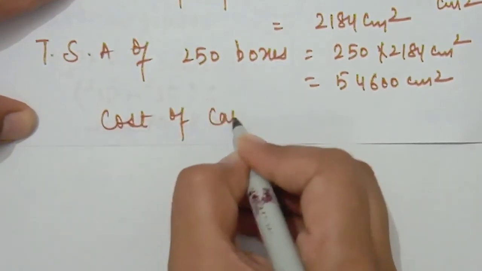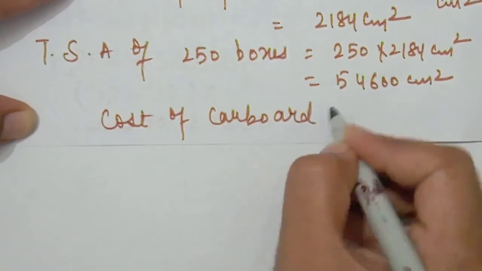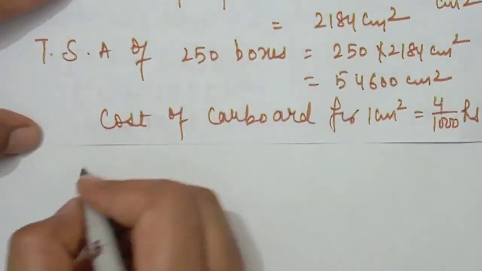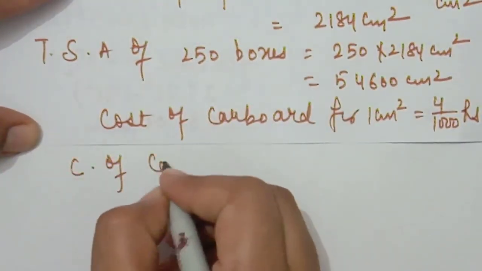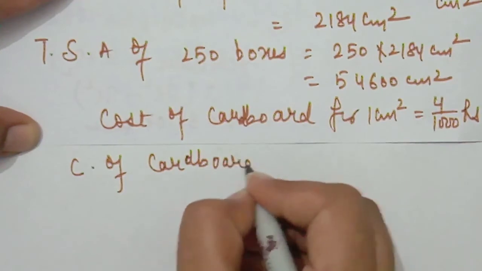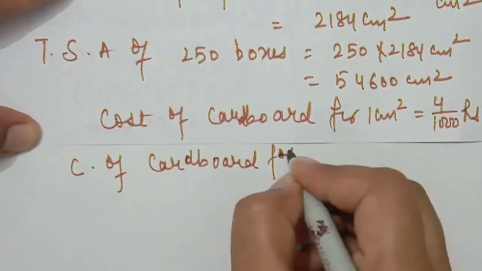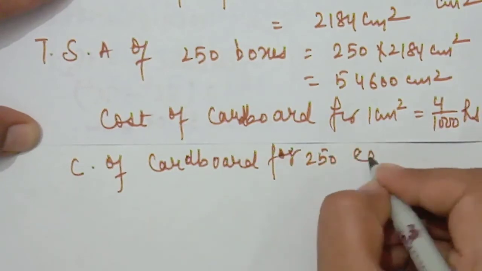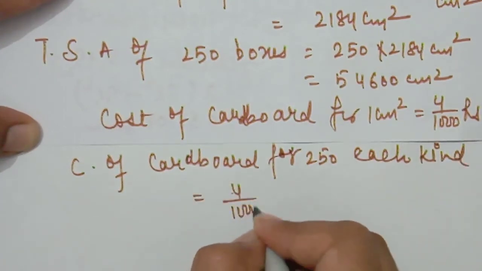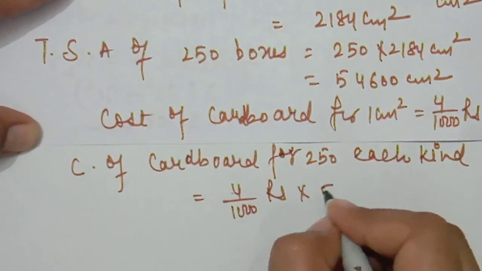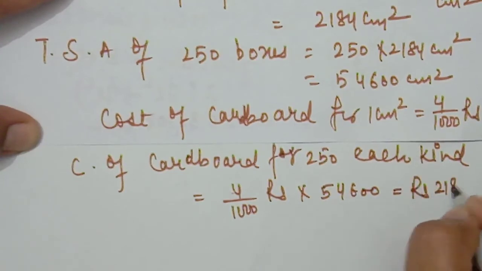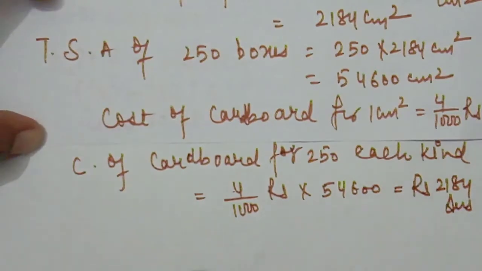So students, now the cost of cardboard for 1 centimeter square is 4 upon 1000 rupees, and then the cost of cardboard for 250 of each kind is 4 upon 1000 rupees multiplied by 54600, which is rupees 2184. This is the complete answer of your question number 7.